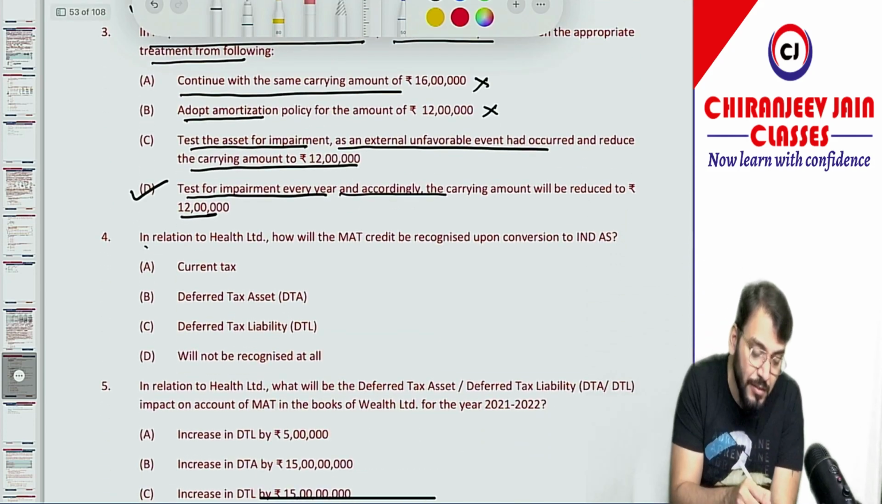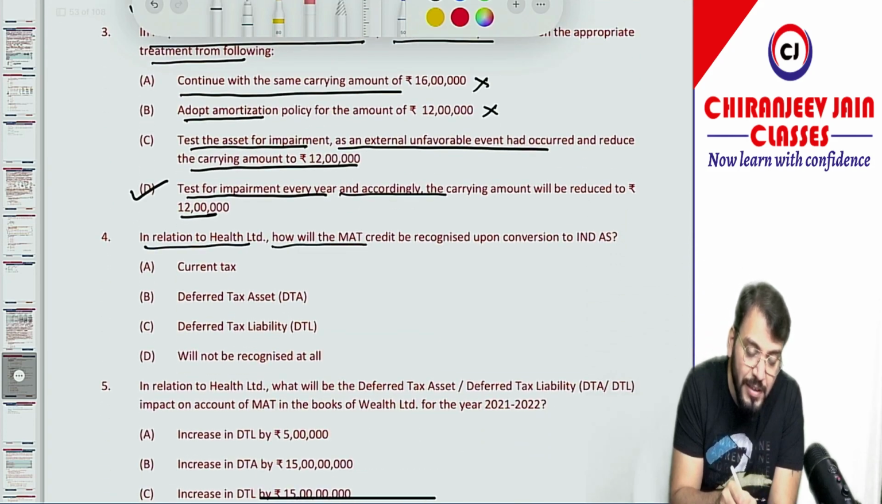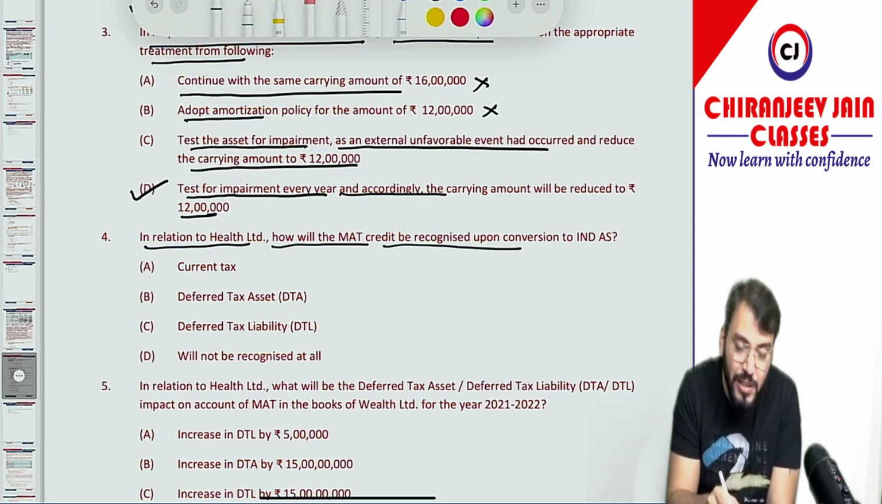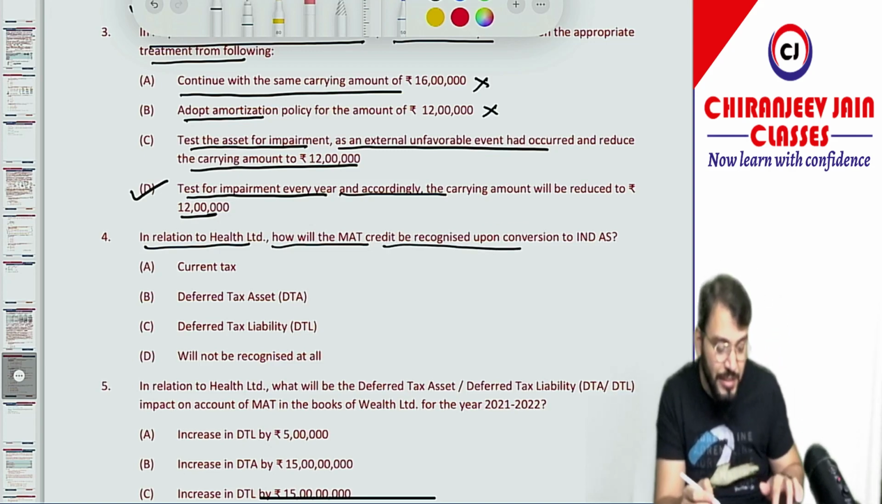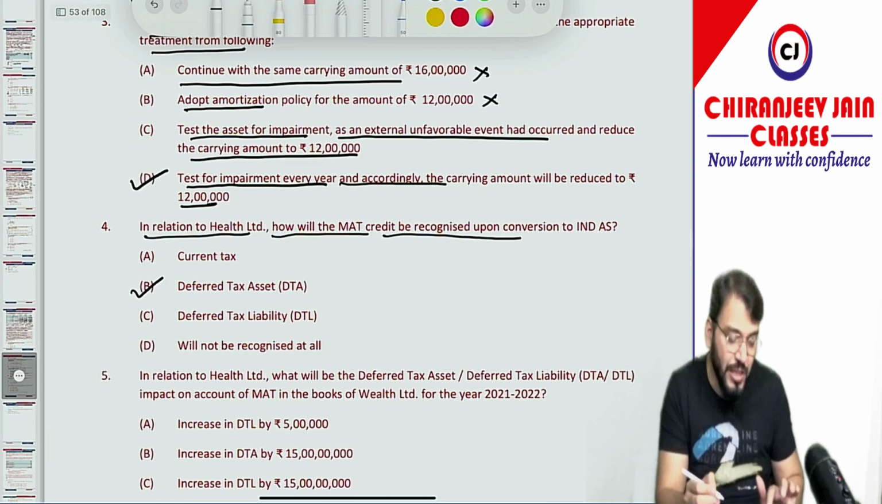Correct. In relation to Health Limited, how will the MAT credit be recognized upon conversion to Ind AS? So of course it will be recognized as DTA. So option B is correct.